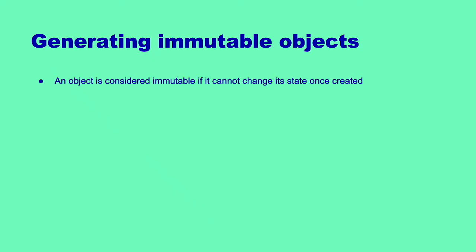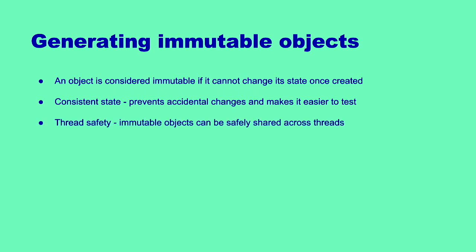So let's dive a bit deeper into generating objects and discuss the advantages of generating immutable objects. So what is an immutable object? An object is considered immutable if it cannot change its state once it's created. The first advantage is that it has a consistent state, and this prevents accidental changes from being done and also makes it easier to test. Secondly, it enforces thread safety, and the objects can be shared safely across threads without needing any sort of synchronization.